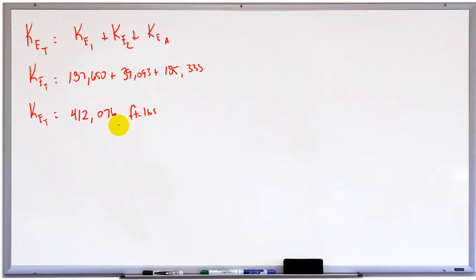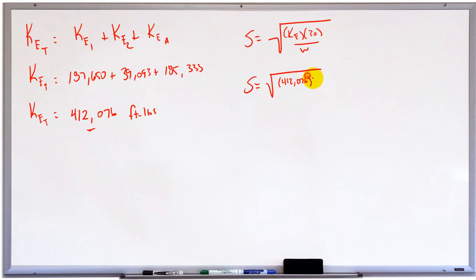All right, so now that I know what the total energy is at the start of the skid, I can use that to figure out what the speed is at the start of the skid, just like we did in episode number 4 with just one surface. So we're going to say speed is equal to the square root of kinetic energy times 30 divided by the weight of the vehicle. So speed is equal to the square root of 412,076 times 30 divided by 3475.